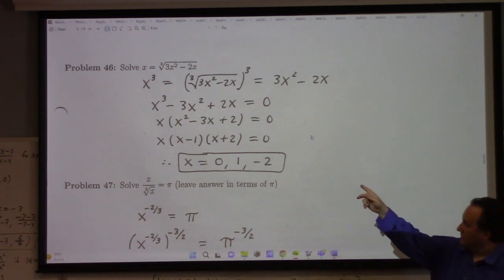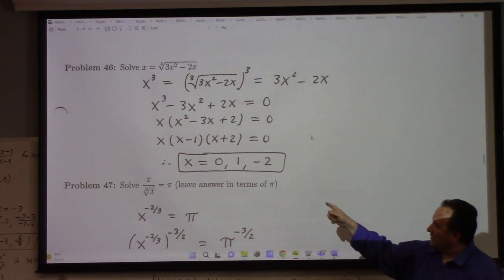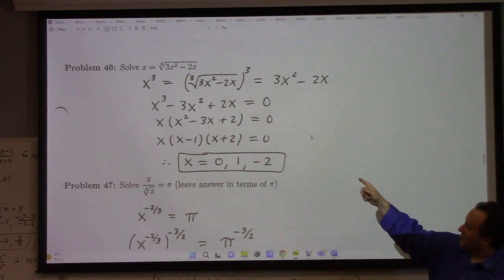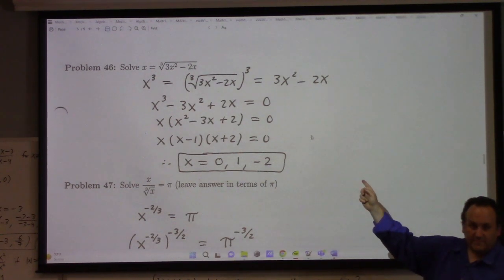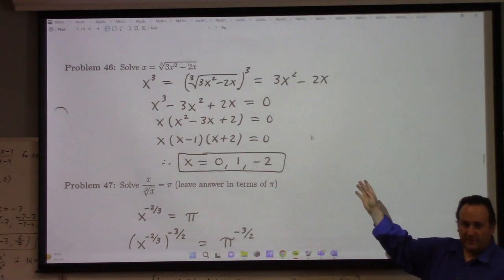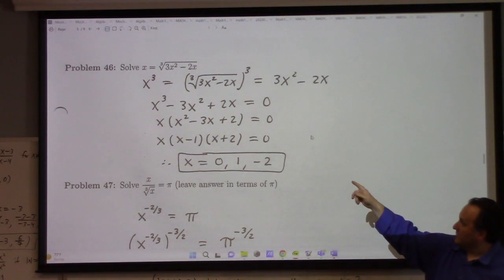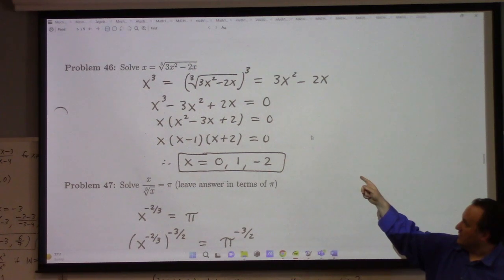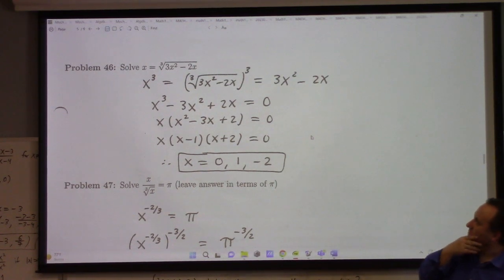If you plug in 0, you get 0 equals 0. Try plugging in 1. What happens? You get 1 is the cube root of 1. What's the cube root of 1? It's 1. 1 equals 1. It worked. Plug in minus 2. You get minus 2 is the cube root of what? 3 times minus 2 squared is 12. 12 minus a minus 2 is 16. Wait a minute.